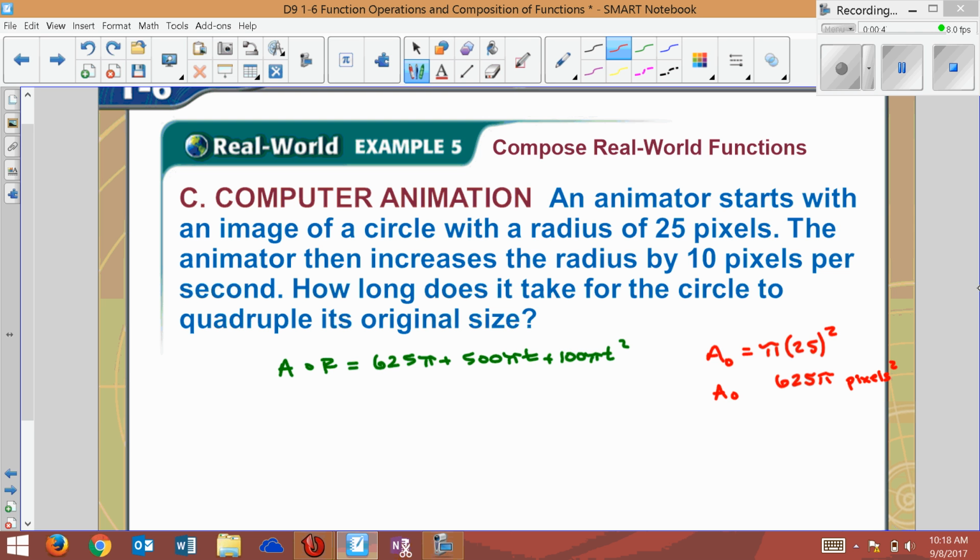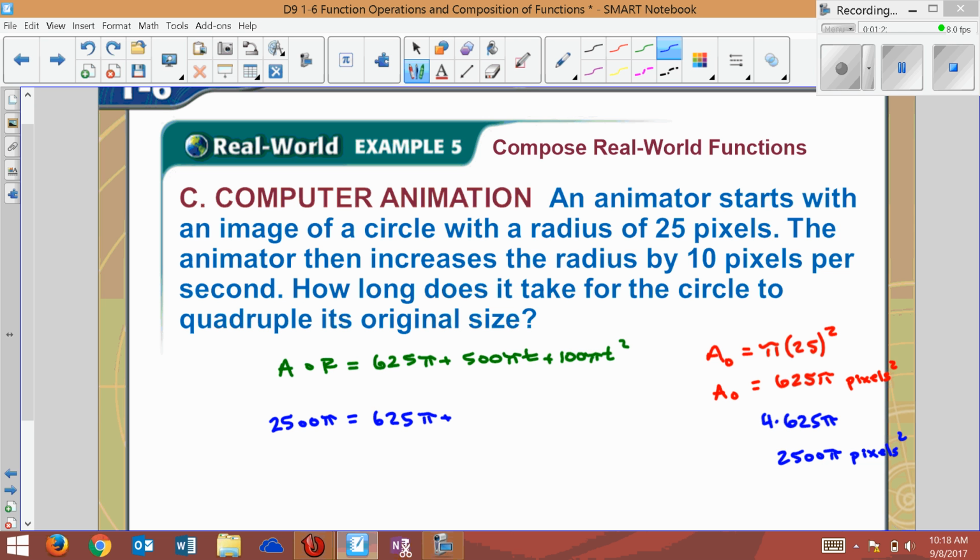So if I want it to quadruple in size, then what I would need to say is that I need to times that by 4. So 4 times 625 pi is 2500 pi pixels squared. That's what I want to get to. All right, so I need this to equal 2500 pi. So that's what I would set equal to. And now I could solve this in the calculator.